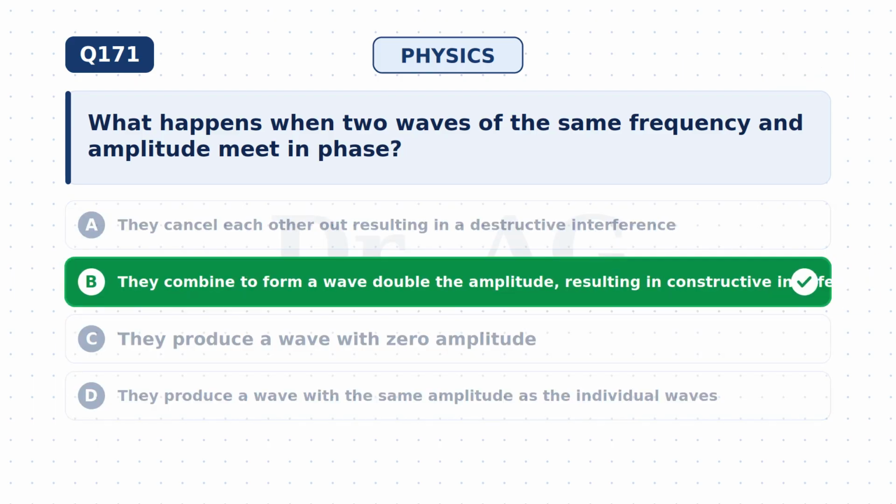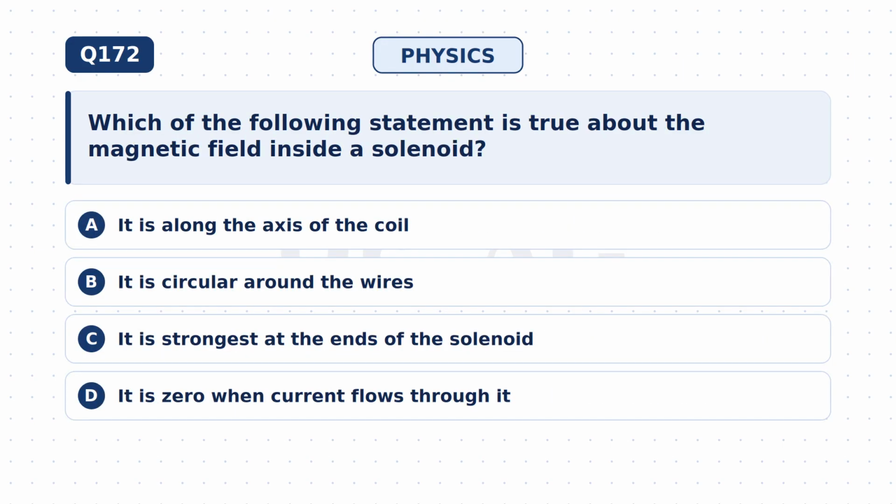The correct answer is B. They combine to form a wave double the amplitude, resulting in constructive interference. Question 172. Which of the following statements is true about the magnetic field inside a solenoid?